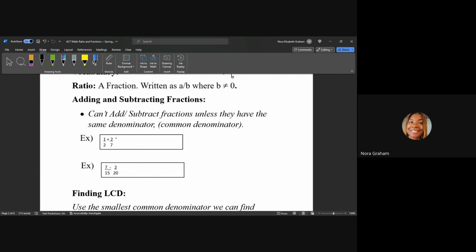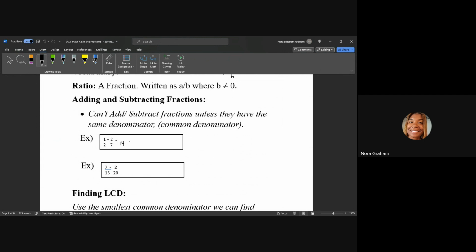So for this one, the basic way I think of adding fractions, if we're not finding our least common denominators, is we multiply both of our denominators together to get the same common denominator. Okay, and then we cross multiply. So let's do that. For this one, I multiply both my denominators together, 2 times 7, which will give me 14.